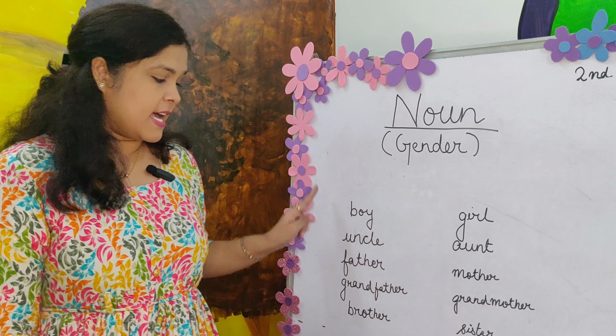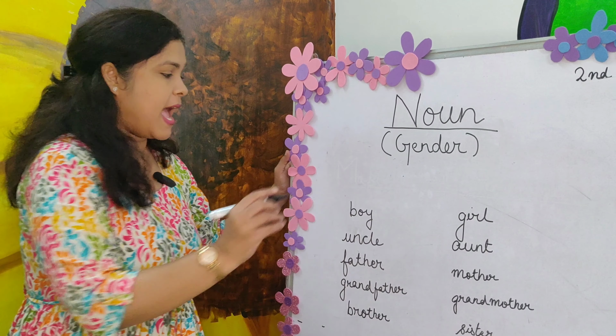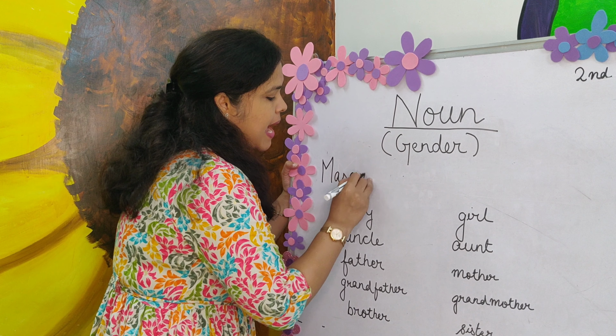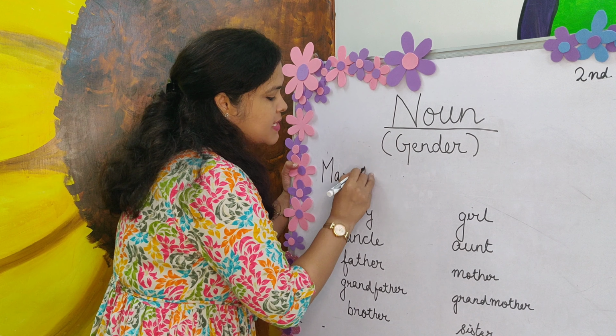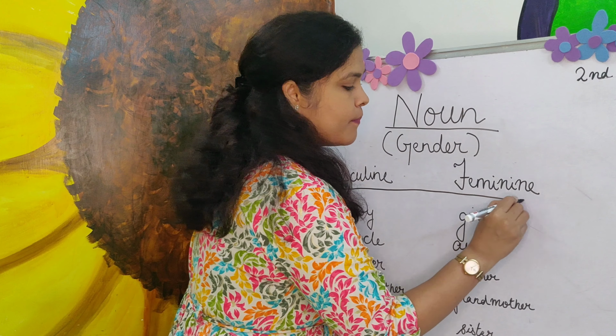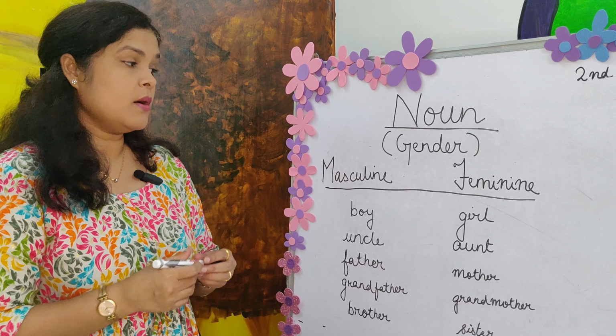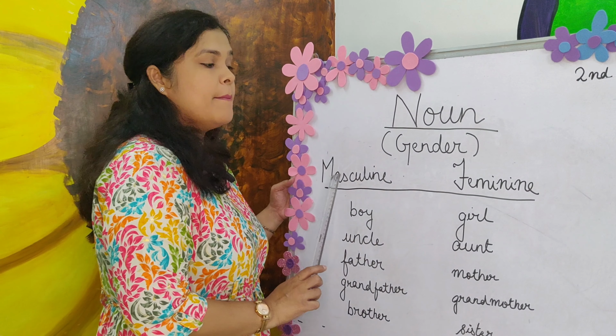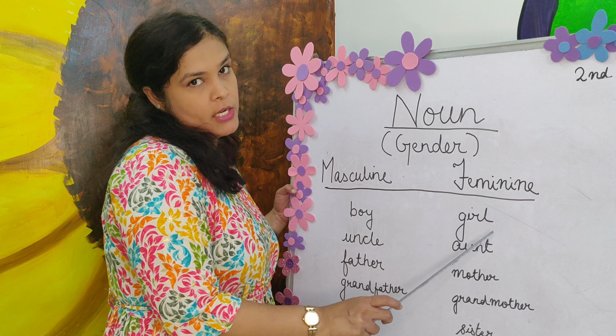So the males are categorized under gender as masculine gender. We call them masculine gender. Whereas girl, aunt, mother, grandmother, sister, we categorize under feminine gender. So these are the two basic categories of gender, where we divide them into masculine gender and feminine gender.